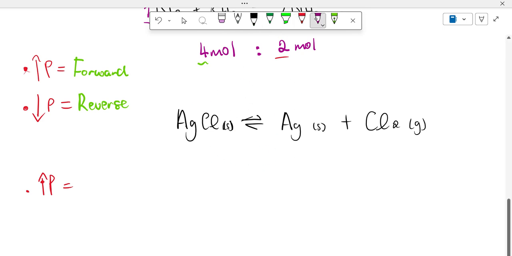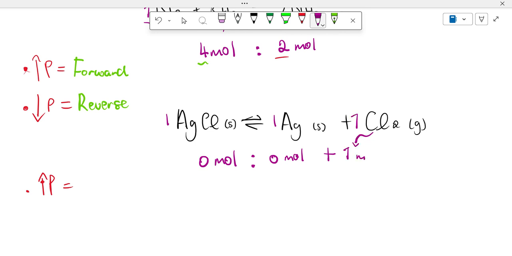Now remember, how do you know how many is on each side? Here you have one, here you have one. Do I use this one? No. Why? Because this silver chloride is in solid form. Therefore, the moles that you use are going to be 0 moles because it's not a gas, it's a solid. Similarly, with this silver here, instead of using 1, you use 0 moles. But with this chlorine, it is a gas. Therefore, you take that one as the 1 mole. Therefore, on the product side, you have 1 mole of gas.